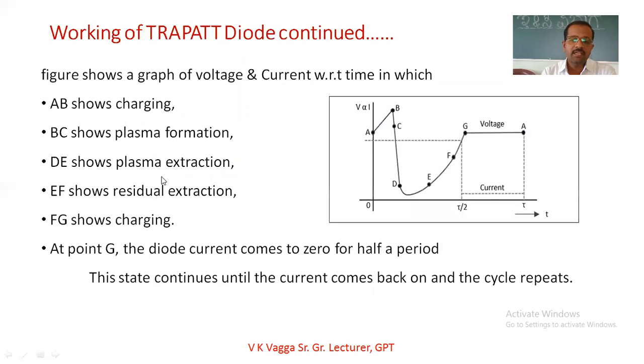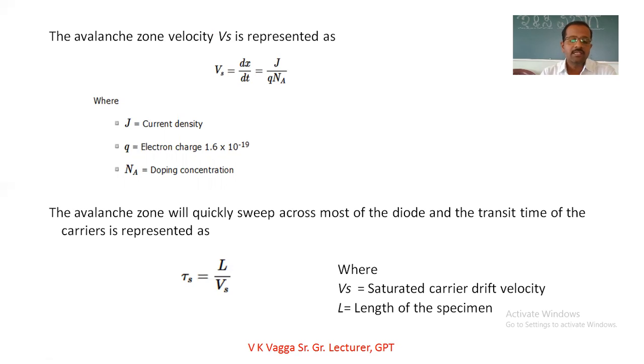This is used to calculate the transit time. Understood? So the avalanche zone velocity Vs is equal to J divided by Q times Na, where J is the current density, Q is the electron charge, and Na is the doping concentration. And the transit time is given by L divided by Vs, where Vs is the saturated carrier drift velocity and L is the length of the specimen.